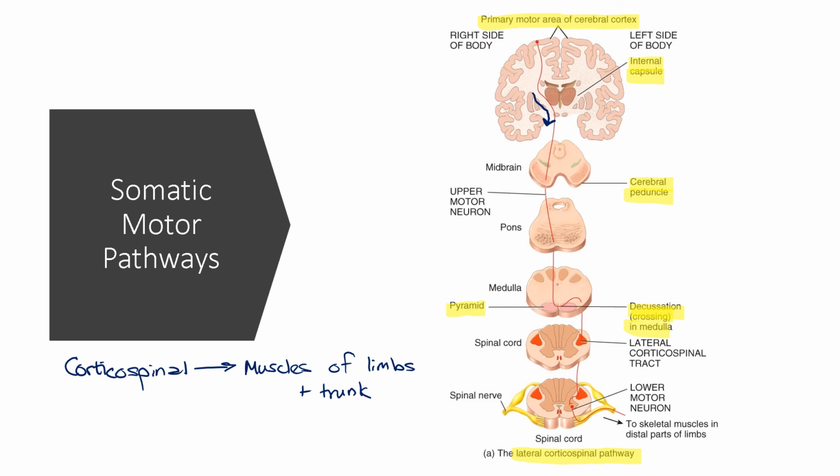Now these axons will synapse with local circuit neurons or with the lower motor neurons in the anterior gray horn of the spinal cord. So you can see that synapsing right here in that anterior gray horn there. Now axons of the lower motor neurons will exit the cord in the anterior root of the spinal nerves, and it'll terminate in skeletal muscles that control movements of the distal parts of limbs. So that's going to be an important part about the lateral pathway, is that it's controlling the distal parts of limbs. So this is the lateral cortical spinal pathway.